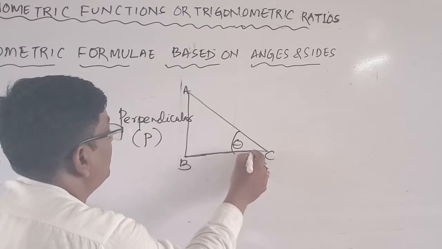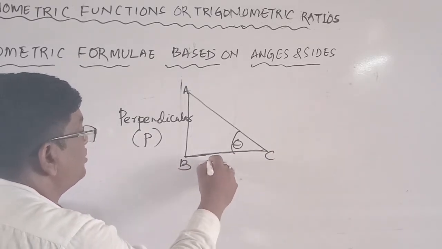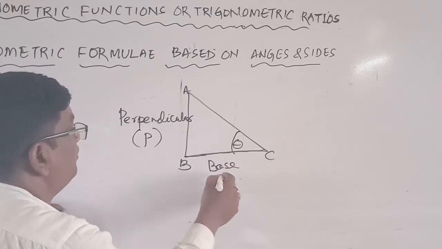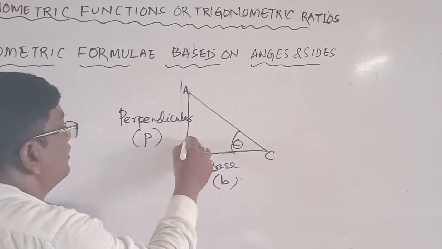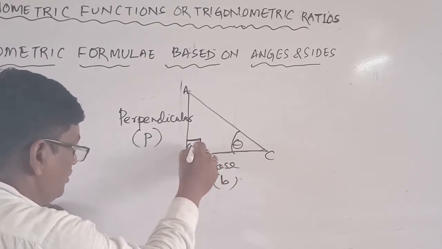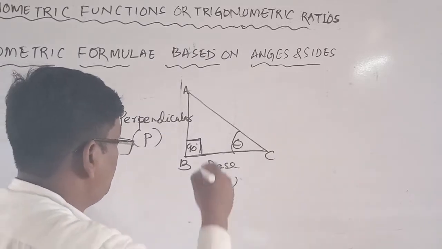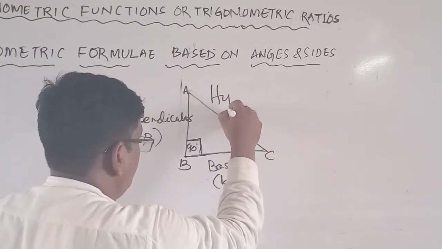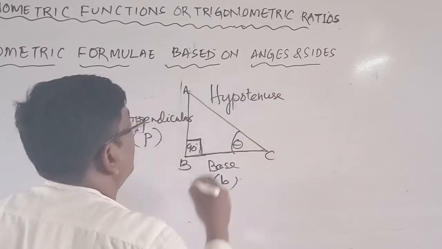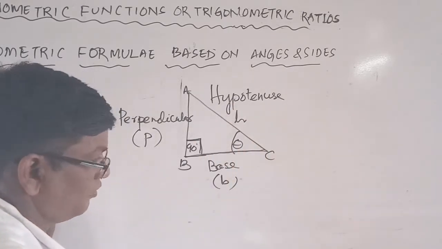The side linked with the angle is called the base, and it is denoted by B. The side opposite to the right angle, this is 90 degrees, is called the hypotenuse, denoted by H.